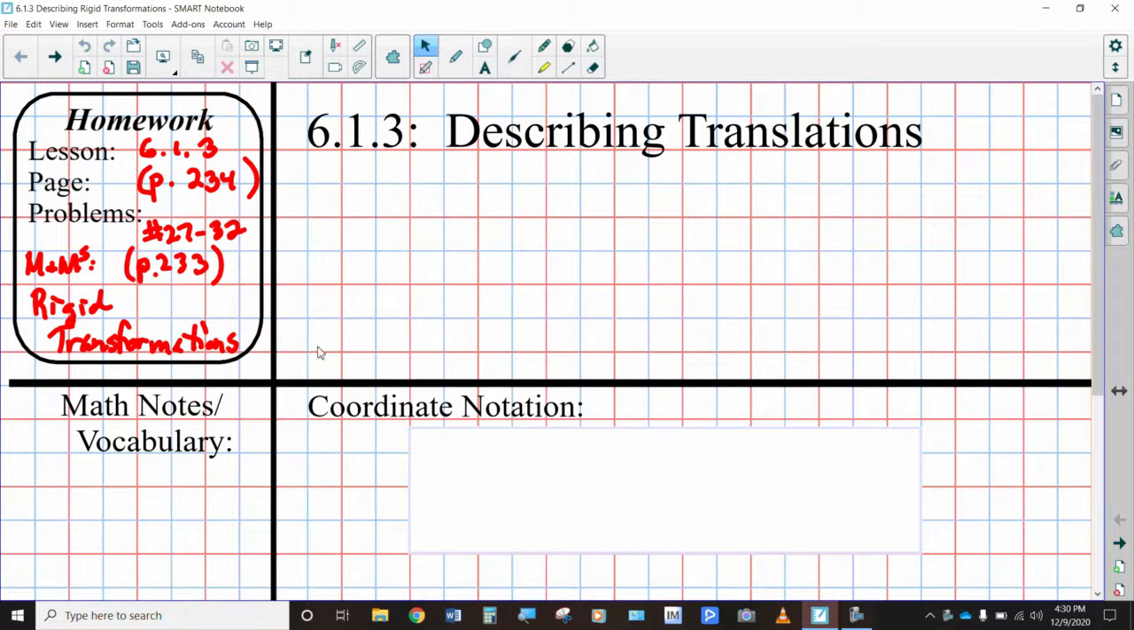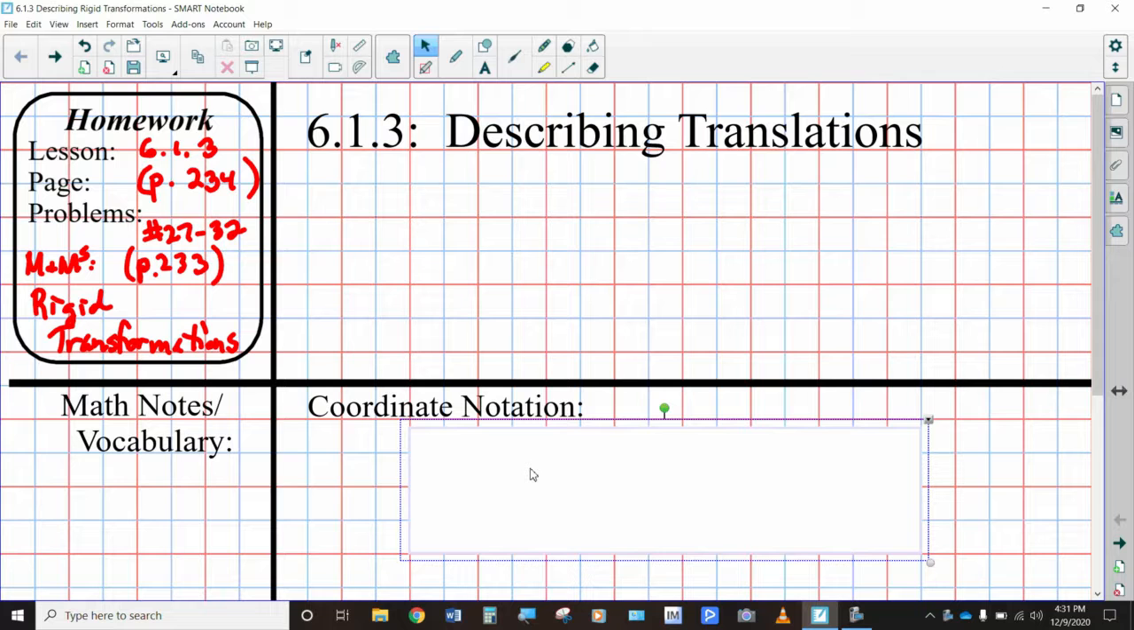Alrighty, let's take a look at lesson 6.1.3. In this lesson, we're going to spend some time describing translations and using coordinate notation to determine the new location of points after a transformation has occurred, specifically with the translations.